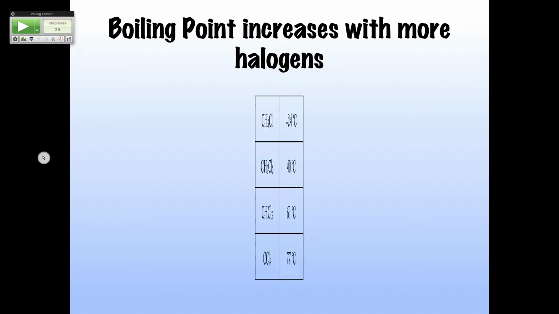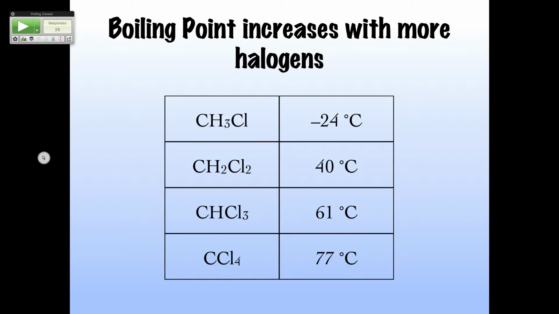Okay, what about halogens? So here is this compound. With 1 chlorine, the boiling point is -24. Let's go to 2, and what is the boiling point? We jump to 40. 3, we jump to 61.